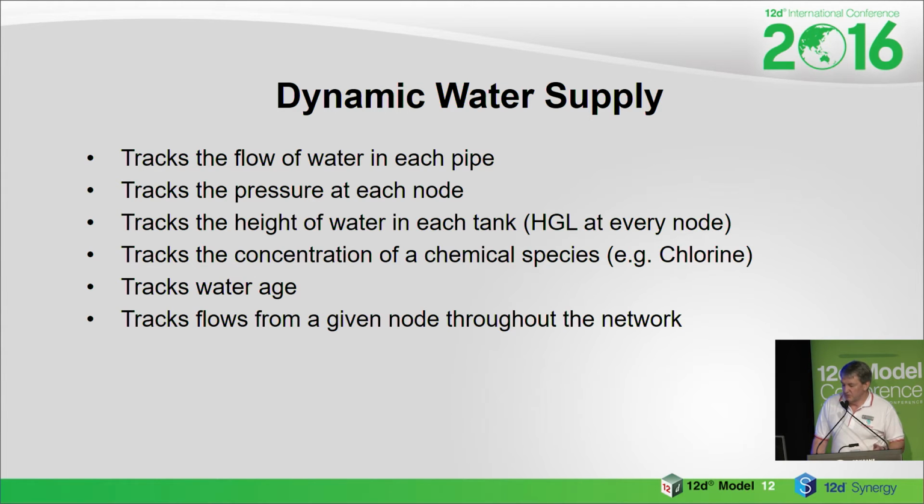The water quality can also be used to track a flow by a non-reactive constituent. Give it a concentration of 100, and then at any node in the network, you can look and see how much water came from a specific tank. So if you've got multiple tanks throughout your network, you can see what percentage of flow is coming from different tanks.